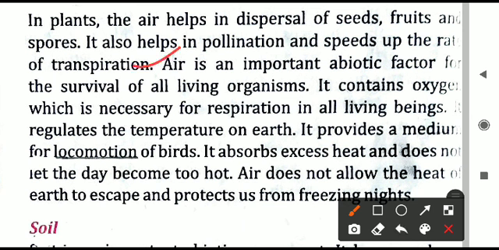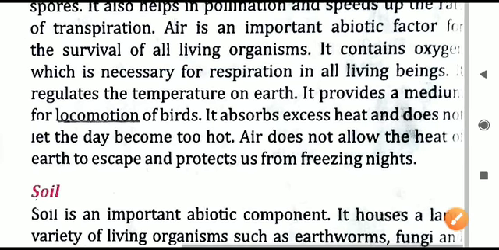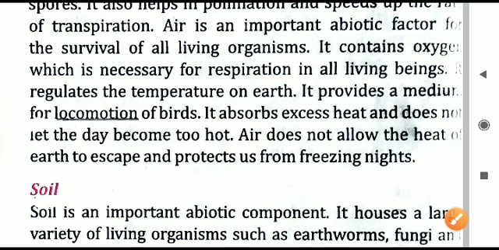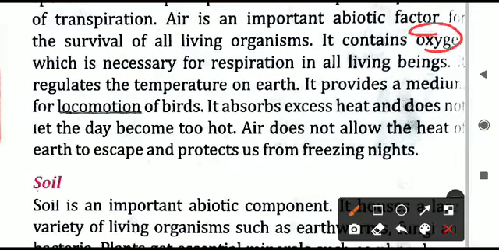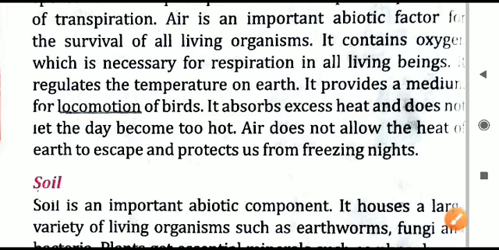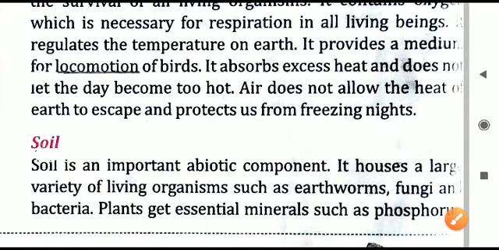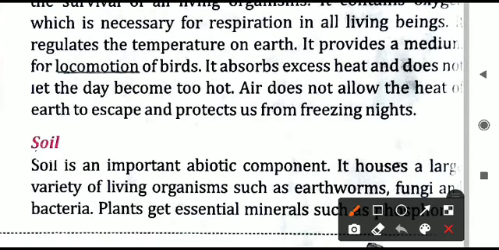Other than this, it is also important for survival. We need oxygen gas to breathe, and it is present in air only. So if there is no air, we can't breathe. Oxygen gas is available because air is available all around us, and we can have respiration. Respiration means we can convert the food into energy using the oxygen we are breathing.